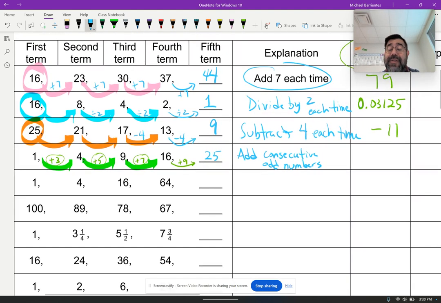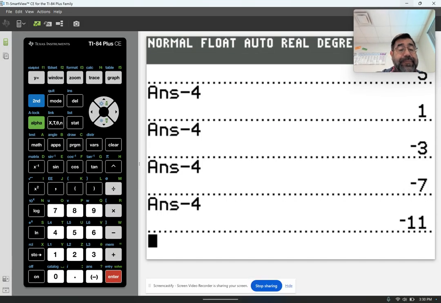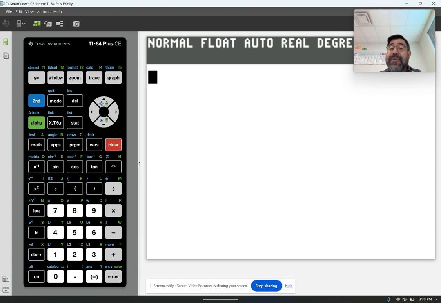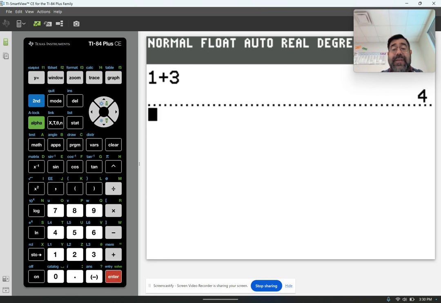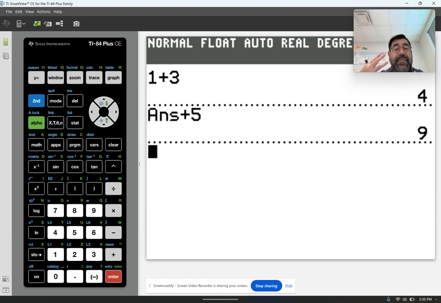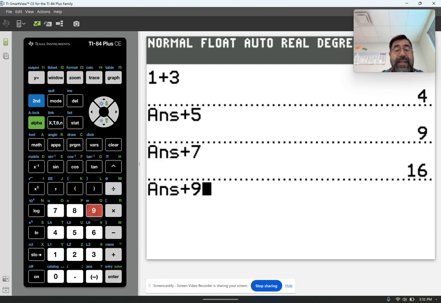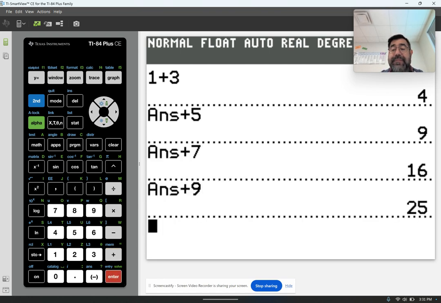So how would I figure out the 10th term? Well, let's go to our calculator. Here I'm not going to be able to do that shortcut because we're adding different numbers. So I'm going to start with the first one. We're going to add 3. That's how we got this. So that's the second term. And then we're going to add 5. And that's the third term. Add 7. That's the fourth term. Add 9. That's the fifth term.